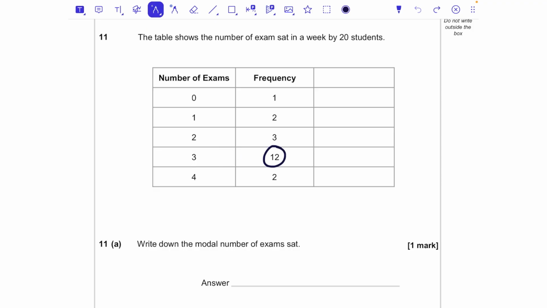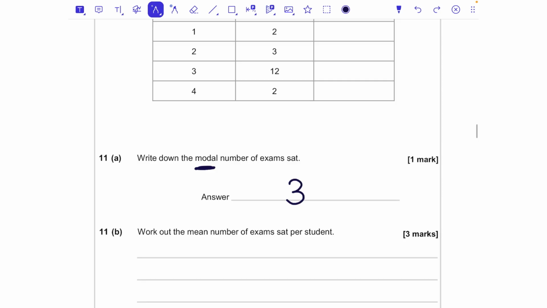12 students sitting 3 exams. So that seems to be the most common number of exams, the mode being the most common. So 3 would be my answer because 12 students are sitting 3 exams, whereas there are less students sitting the other numbers of exams. Work out the mean.